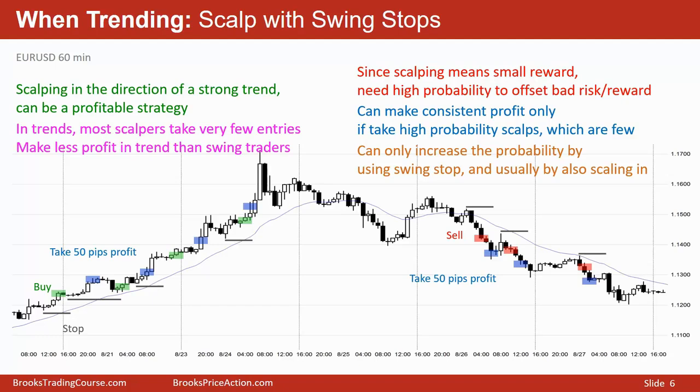And on paper, you say, well, that looks pretty good. You know, I can end up with 7 scalps and make 350 pips. The reality is, most traders would not take all those trades. They'll take 1, 2, or 3, and they'll make far less money than a swing trader.